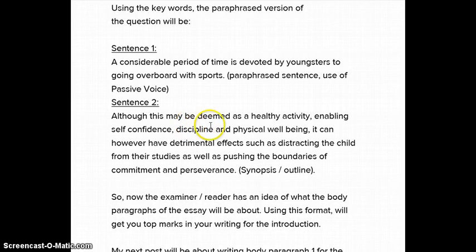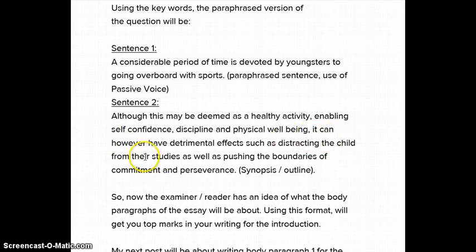Although this may be deemed, some people might think this is the case, may be deemed as a healthy activity, enabling self-confidence, enabling, it means it will give you self-confidence, discipline, and physical well-being. That means physically you'll be healthy and fit. So although doing lots of sports will keep you nice and healthy, these are the advantages, it can, however, so this is where the examiner knows that now I'm going to be talking about the disadvantages because of this linker that I've used, this transition word.